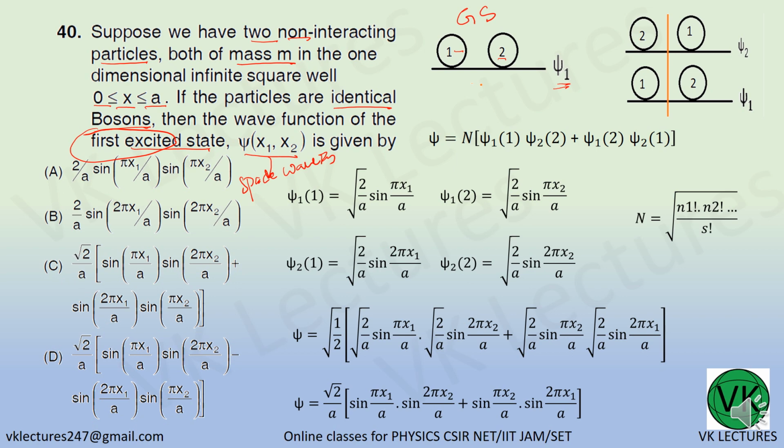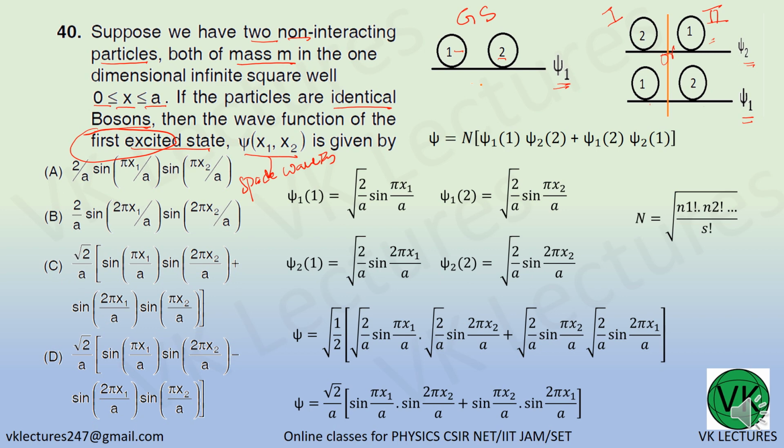First excited state means you have two states, psi 1 and psi 2, and the particles are distributed either this way or like this. That means both are possibilities. That means psi 1 will have the first particle and psi 2 will have the second particle, or psi 1 will have the second particle and psi 2 will have the first particle.